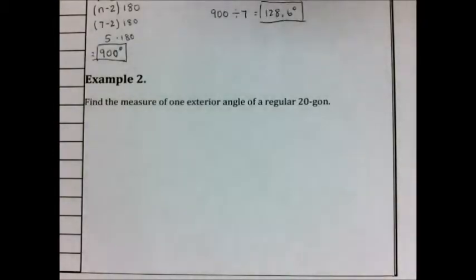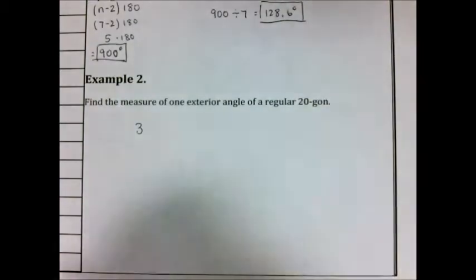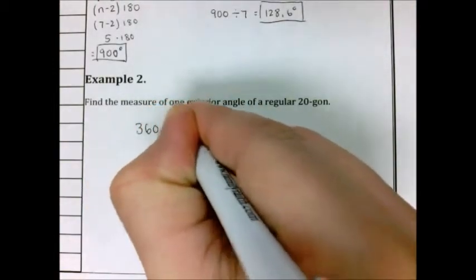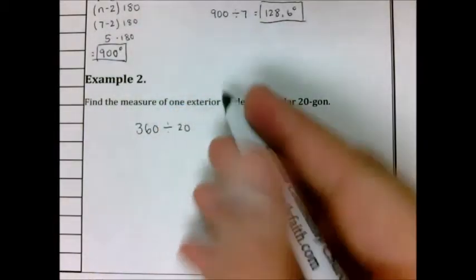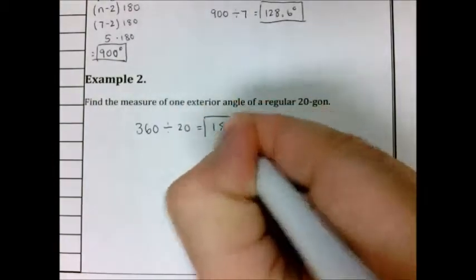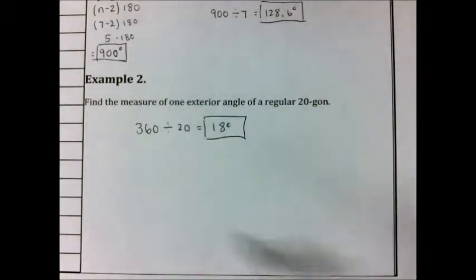Alright, example 2 wants us to find the measure of one exterior angle of a regular 20-gon. Remember, an exterior angle, all of those angles add up to be 360 degrees. A regular 20-gon means every single one of those angles is going to be the same. There's going to be 20 exterior angles. So we just divide 360 by 20, and that's going to give us a total of 18 degrees. That one's not very difficult. Essentially, what I want you to know is that you just divide the total amount by the amount of sides, really by the amount of angles.